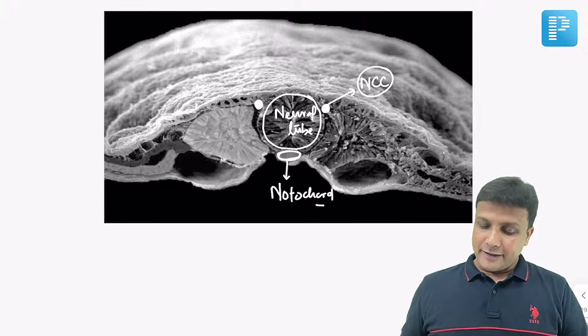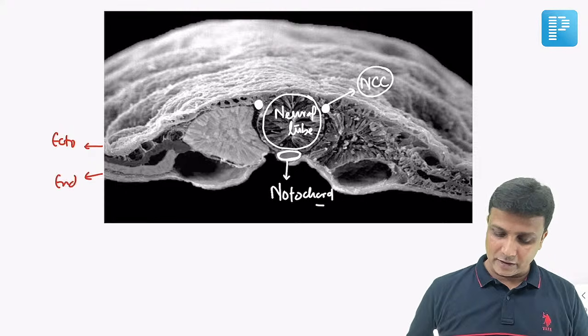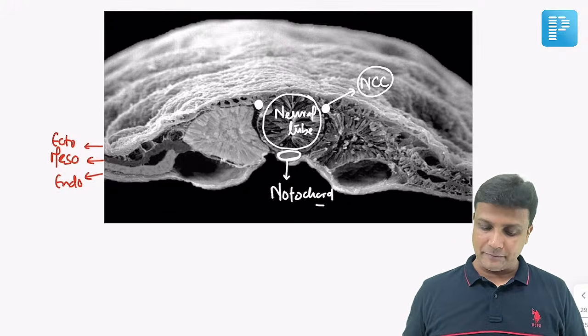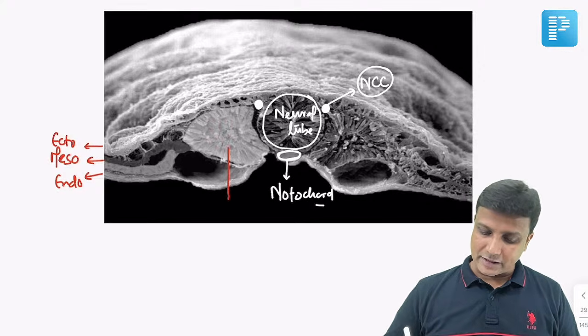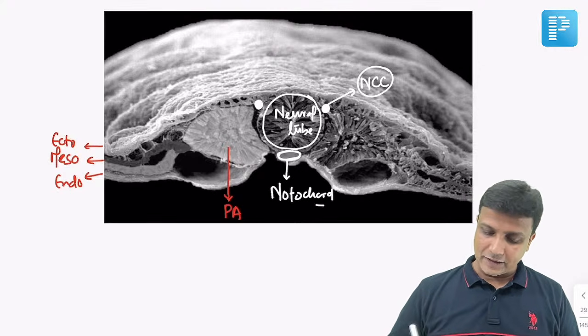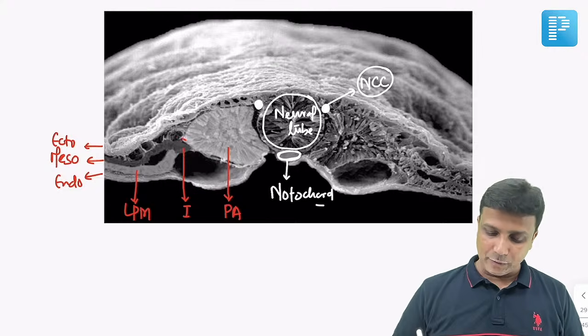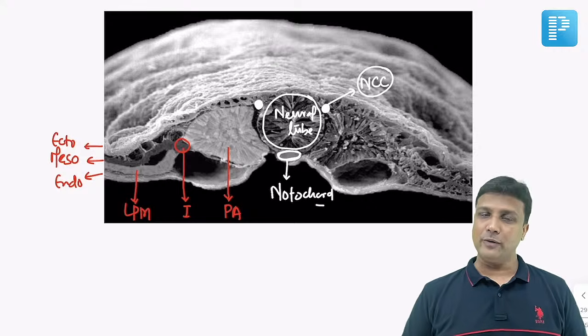Perfect. Now in this diagram, this is the transverse section. Obviously this is ectoderm, this one will be the endoderm, and in the middle, this one will be the mesoderm, sir. So there'll be ectoderm, endoderm, and mesoderm. Now this mesoderm will be the intra-embryonic mesoderm, and that will be divided into three parts. This is paraxial mesoderm, this one will be the intermediate mesoderm, and this is the lateral plate mesoderm. I hope you're able to understand the paraxial mesoderm, intermediate mesoderm, and lateral plate mesoderm.